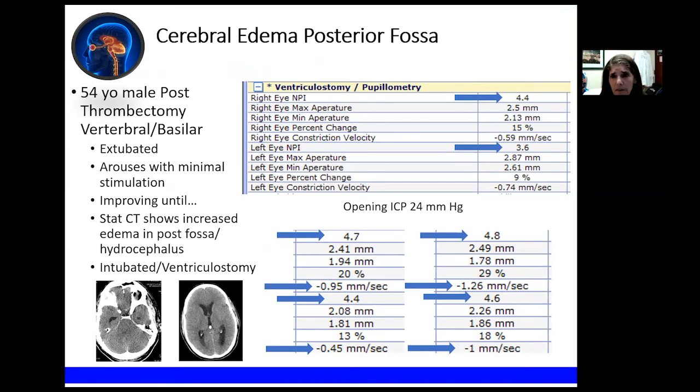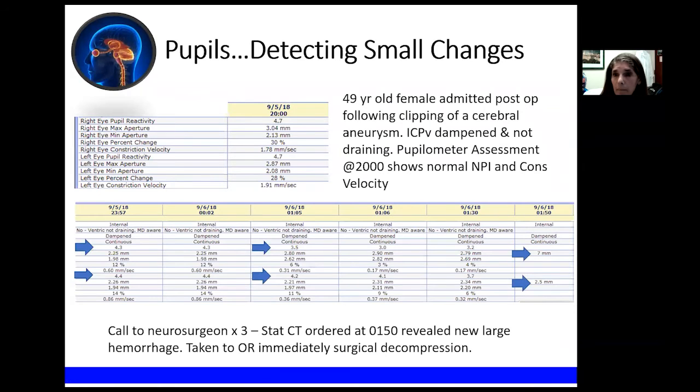Here's one of our patients, a 54-year-old male, post-thrombectomy. He had a clot in his basilar artery. The interventional doctor pulled the clot out. And post-op, he was extubated. He's waking up with minimal stimulation. And then a few hours later, we see a difference in this NPI, 4.4 and 3.6, and the pupils have slowed down in their reaction. A CT scan showed hydrocephalus and significant edema or swelling in the posterior fossa. So they put a ventriculostomy in, they drained CSF, and we saw return of pupillary function back into the normal range.